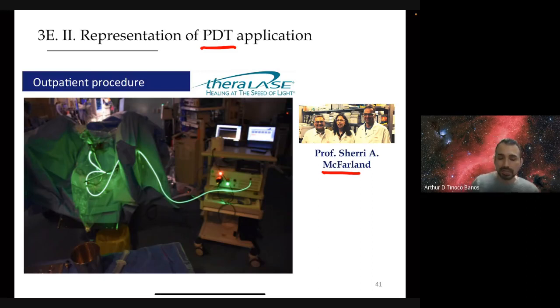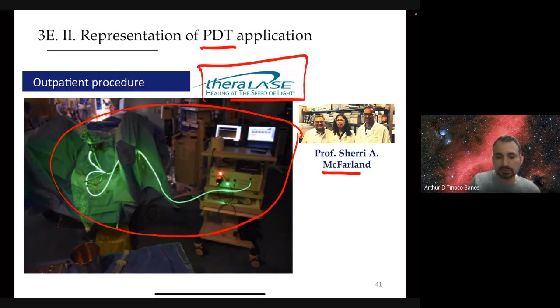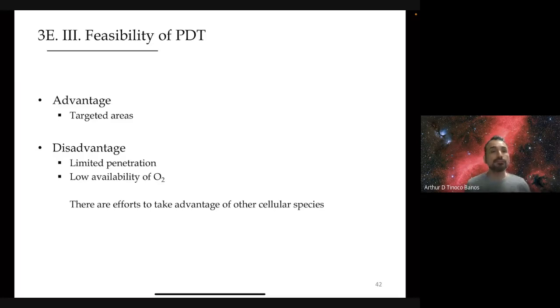Here is an example of a clinical trial of this being performed with fiber optics, treating a patient. This is an outpatient procedure. This is Theralase, what she invented. So, the feasibility of photodynamic therapy. Advantage: you can have targeted areas, especially with the use of fiber optics. But a major disadvantage: limited penetration if you don't have access to fiber optics.